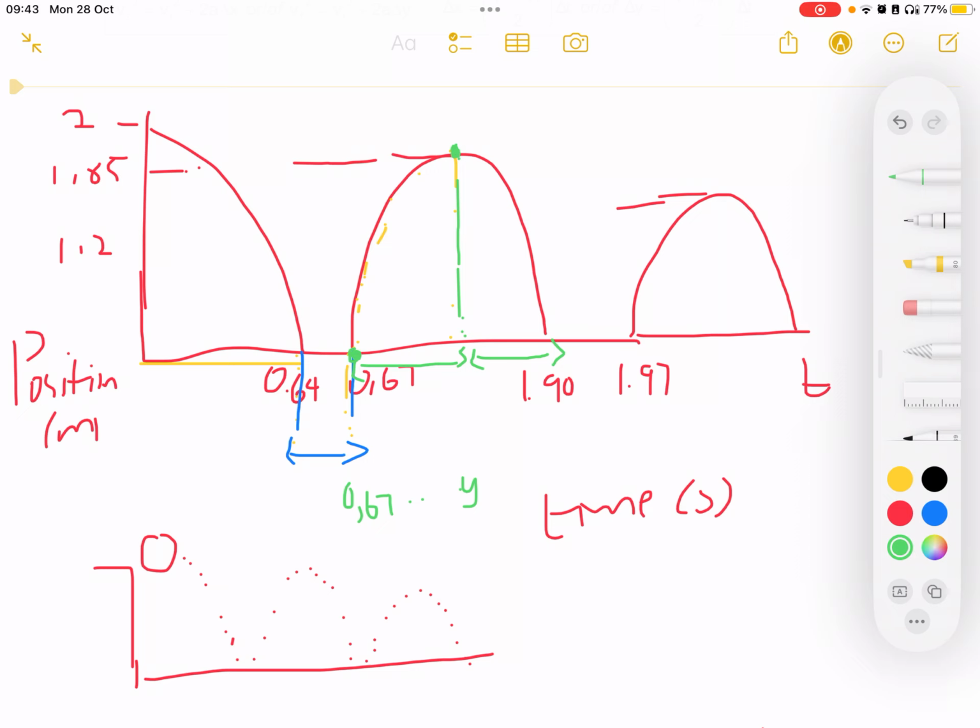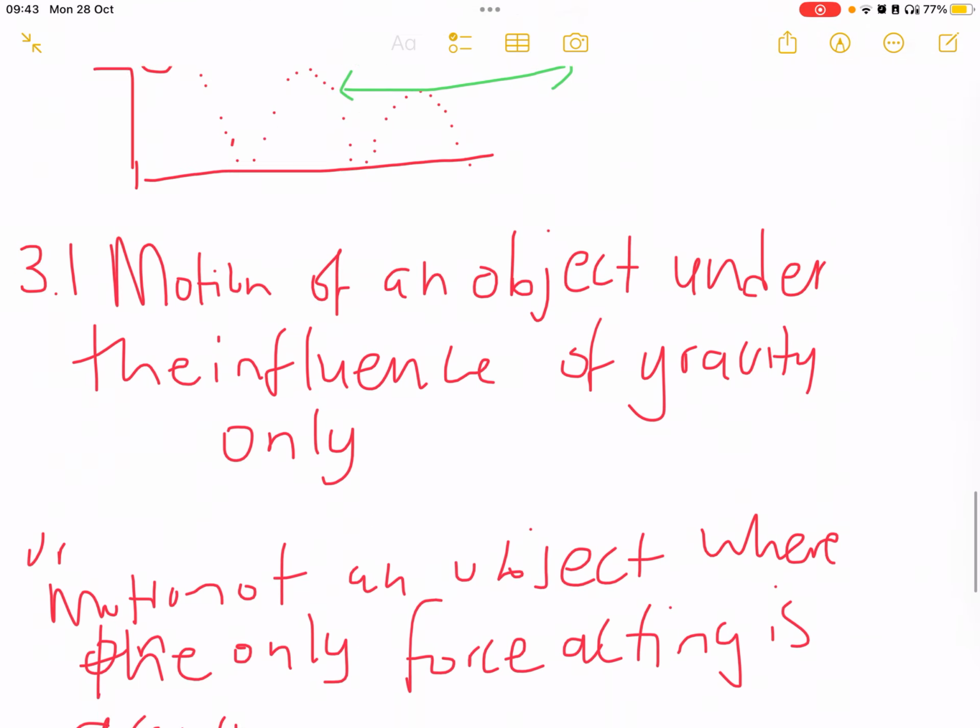Or you can, by virtue, look, say we're moving from here all the way up to here, but I'm looking for this point, and that's a midpoint. So you find the length from 0.67 to 1.90. How much is it?